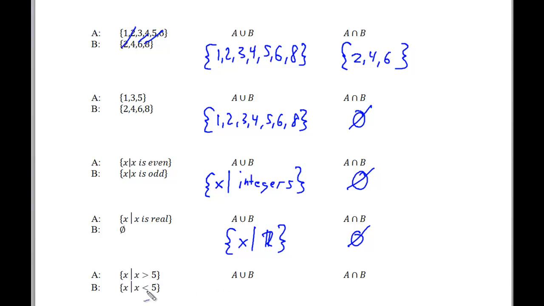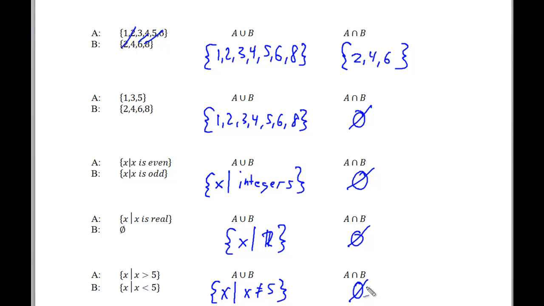X is greater than 5, x is less than 5. Well, on a number line, you would see that would be everything bigger or smaller than 5. So the union would be where x cannot be equal to 5, because you have every single number in the universe that is real except x can't be 5. Now, the intersection of this, what do they have in common?